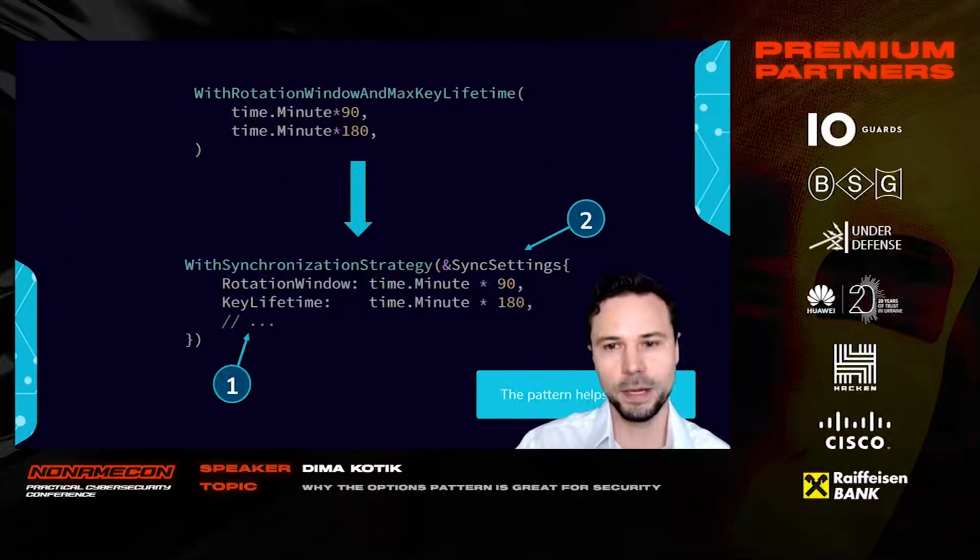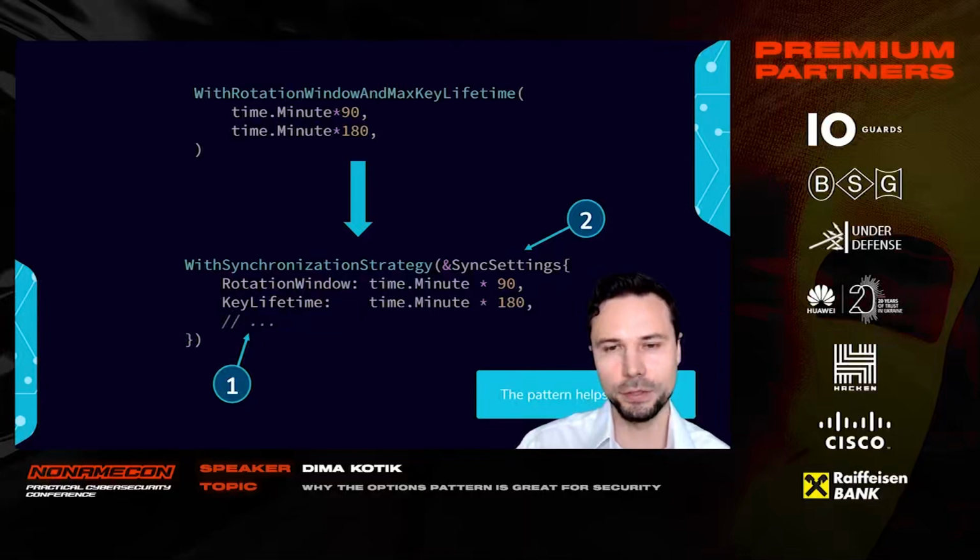Well, instead of combining the two, rotation window and max key lifetime, let's take a hybrid approach and write an option called with synchronization strategy and provide a list of keyword settings to initialize our strategy. You can see there at number 1, we'll leave a comment because we expect perhaps that maybe more parameters will join the synchronization strategy later that we don't know yet.